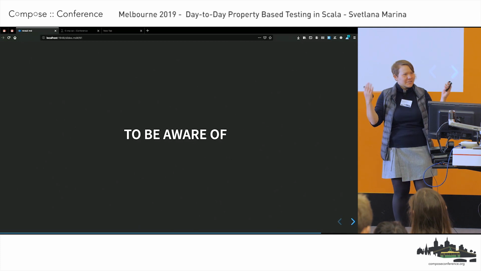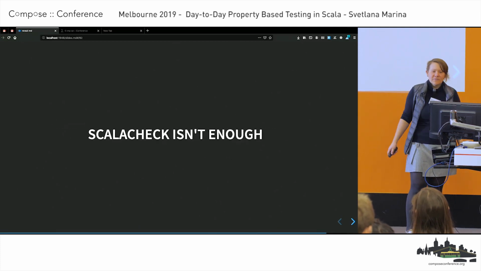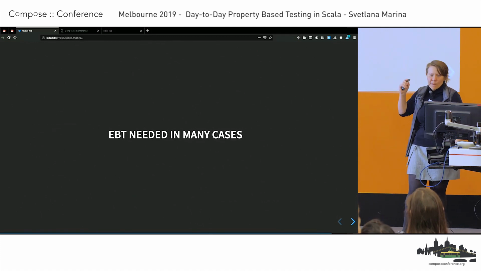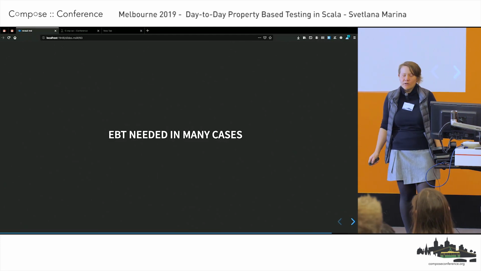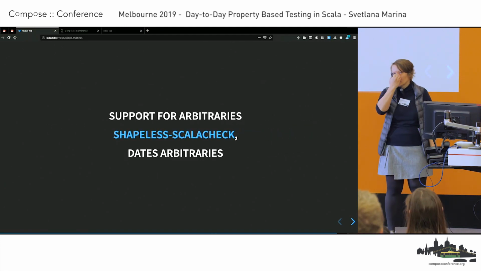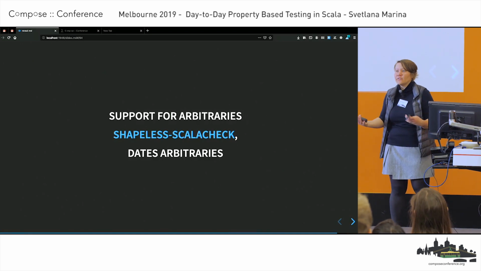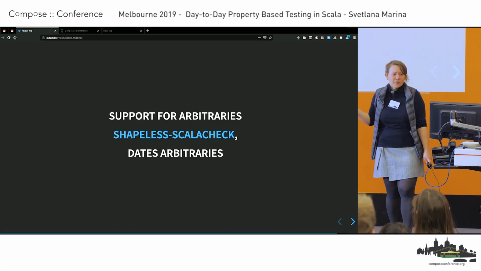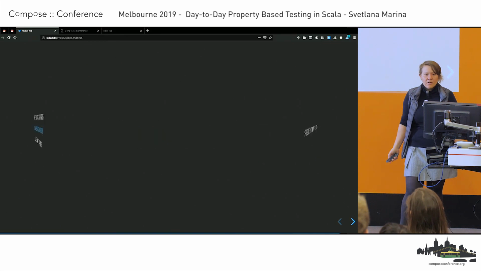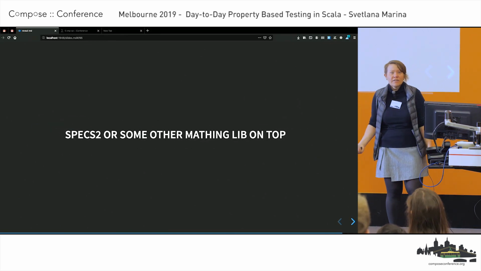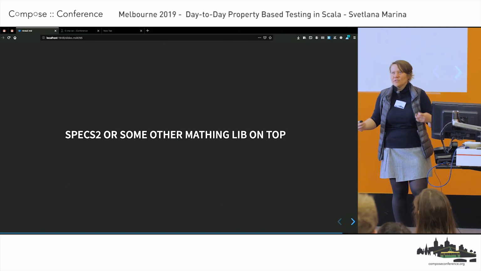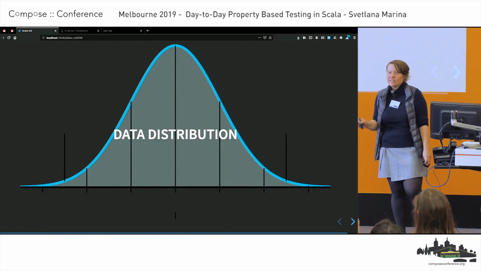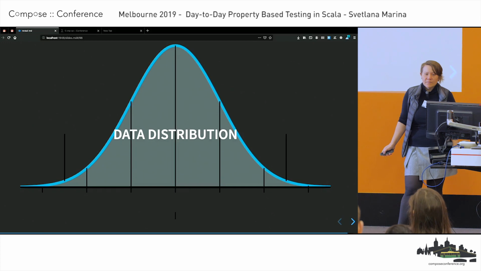Something to be aware of with ScalaCheck, and I don't want to go into too much detail because I actually want to encourage people to use it a little bit more. But what we've seen already is that ScalaCheck is just not enough. You need to have example-based tests in many cases as well. Not to mention, you need to have support for arbitraries because it's a nightmare sometimes to create your own generators just for simple things. So you need to have dates arbitraries, and you can also leverage Shapeless as well. Some matchers are not really available in ScalaCheck, so you need to complement it with some other libraries. Data distribution is kind of weird. You need to actually verify what you are generating.